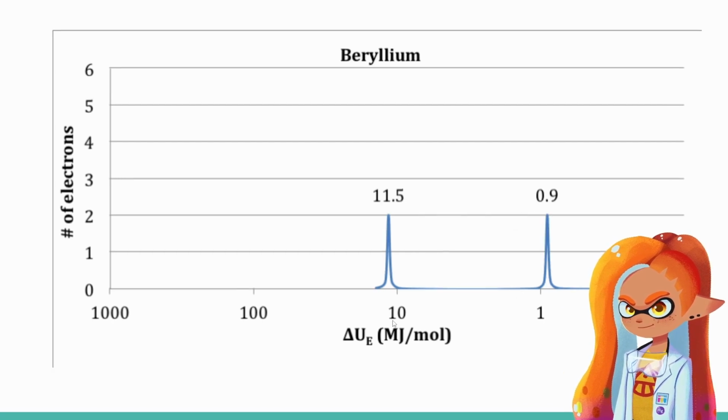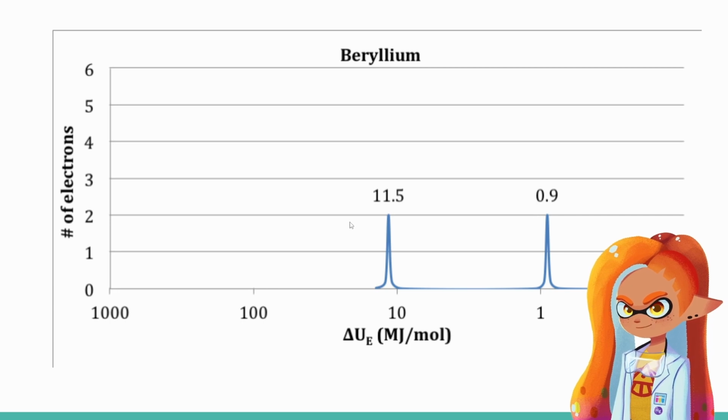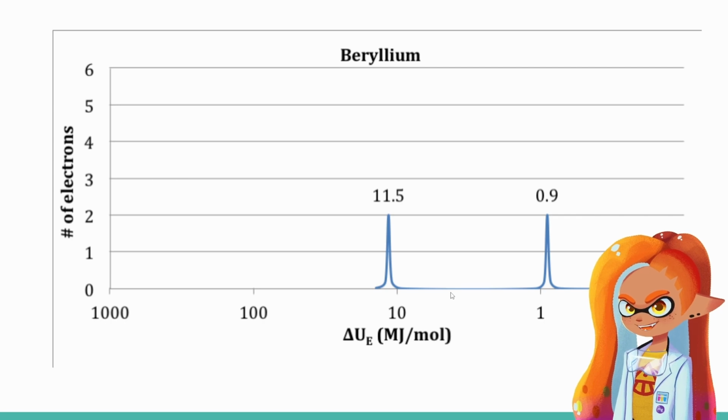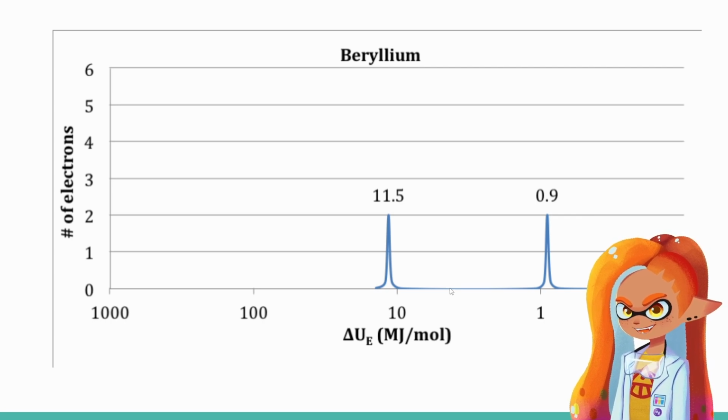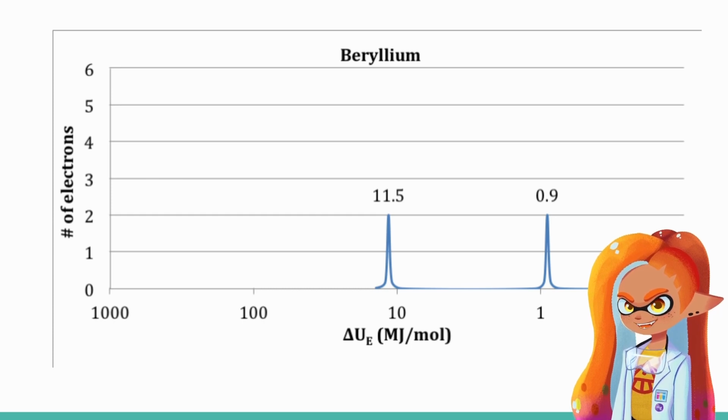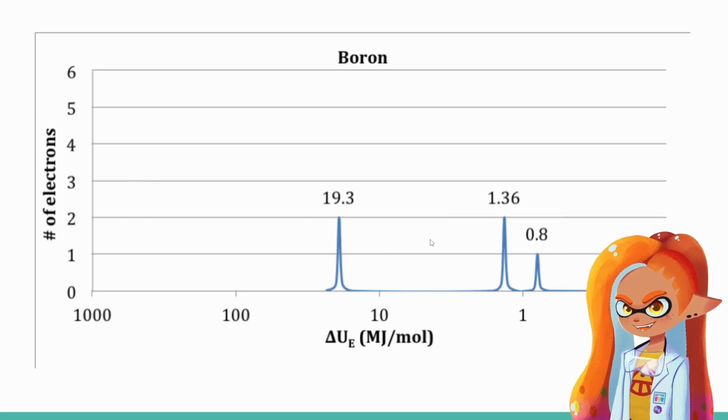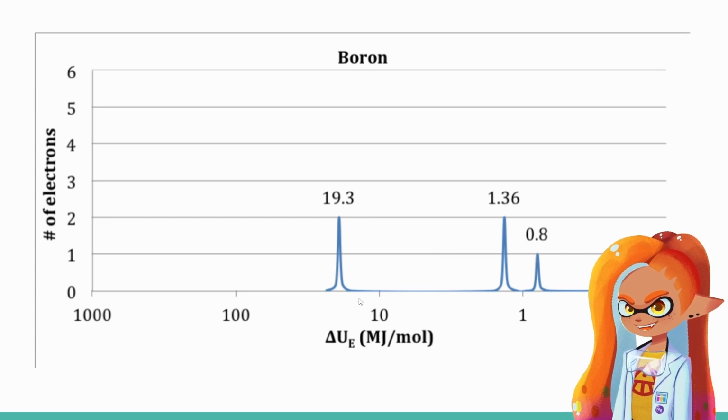I keep going. Beryllium. Beryllium is 1s2, 2s2. Notice this peak is 1s2. This peak is 2s2. So I can continually count across and I can find the electron configuration of this substance, and then therefore I can find out what this substance is from looking at the graph. And so I can keep going with some examples. So boron here, I have 1s2, 2s2, and then 2p1.